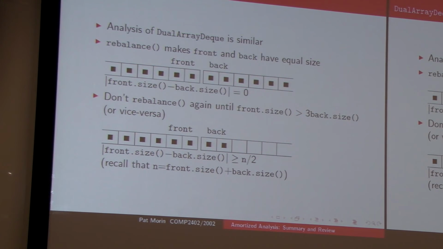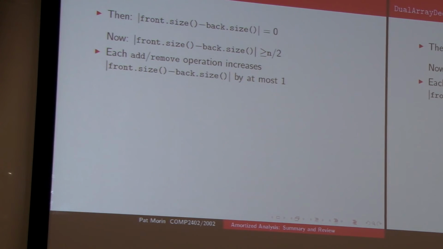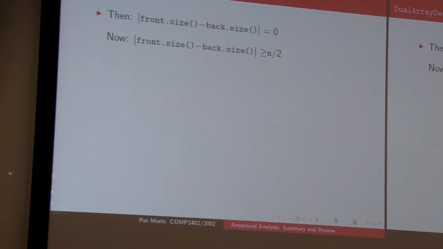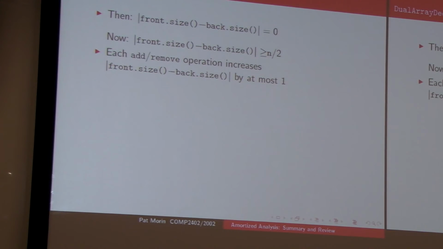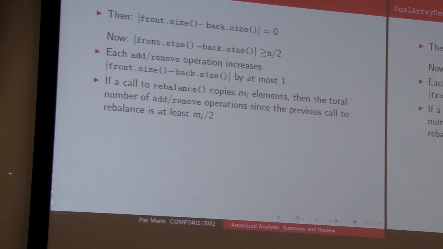which means that in the meantime, we look at the add operations. They can change the difference between the front size and the back size by 1. You add into the larger one, then the difference increases. Remove operations, similarly, if you remove from the smaller one, then the difference also increases by 1. Sometimes you get lucky and you add or remove into the right place, and then the difference actually decreases. That's not so important.